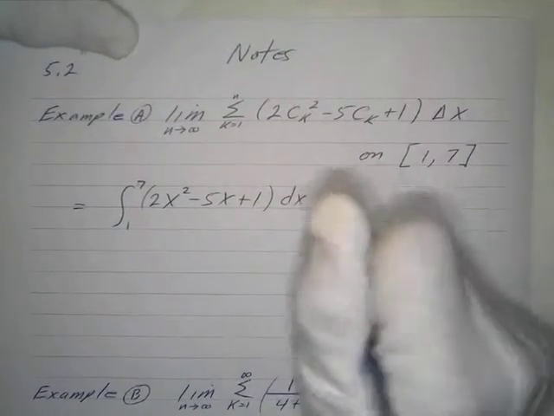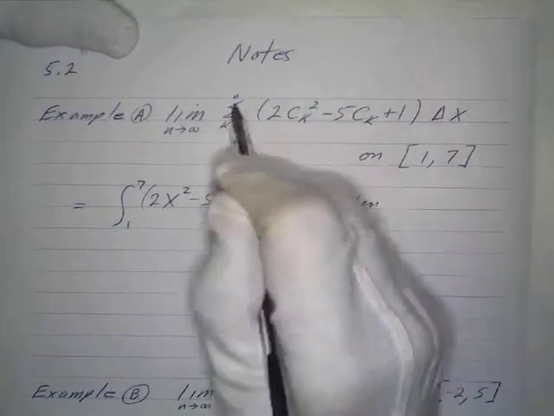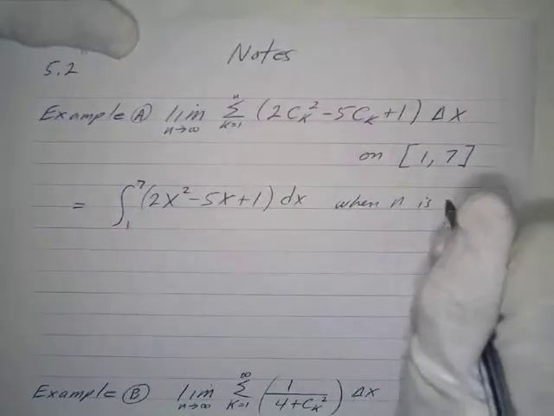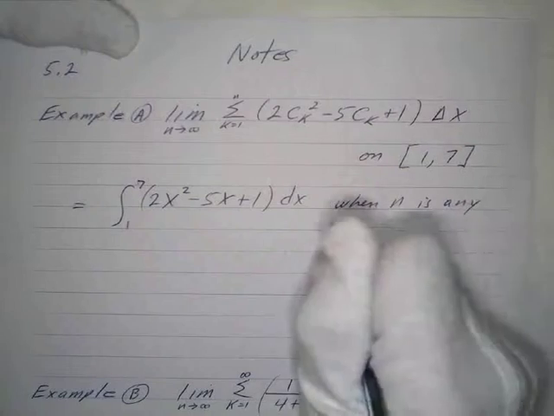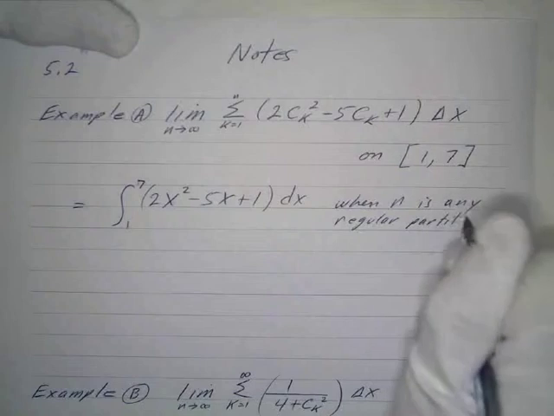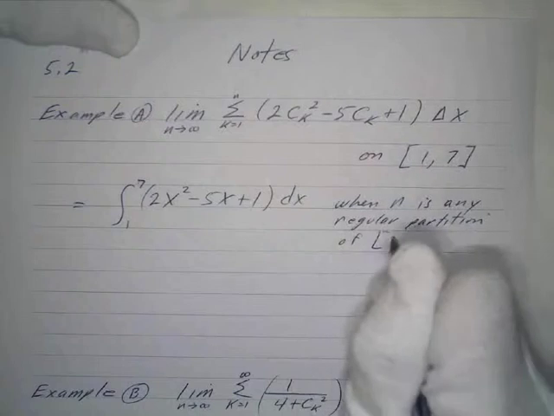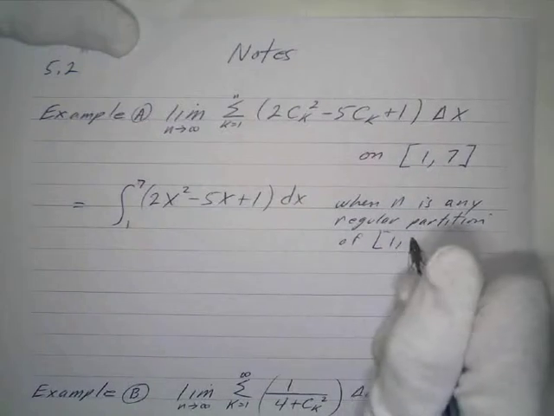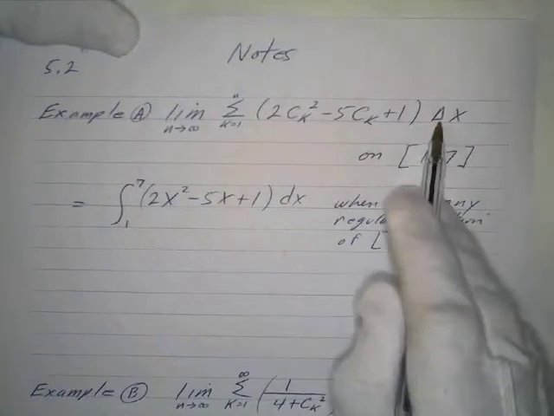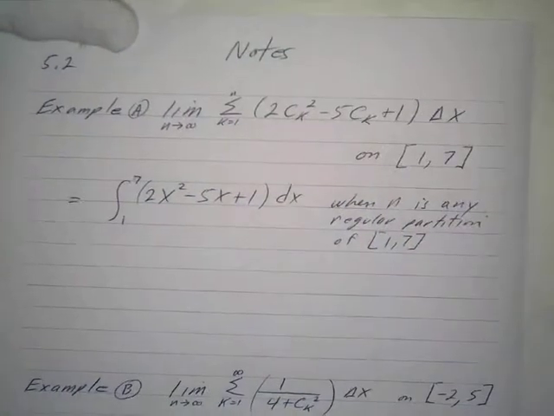And we basically should say where n, because we're going from k to n here, is any regular partition of the closed interval 1 to 7. Okay? That means all these subintervals are going to be the same. That's why we could factor that out and not have a delta x sub k. Okay? Hope that makes sense.